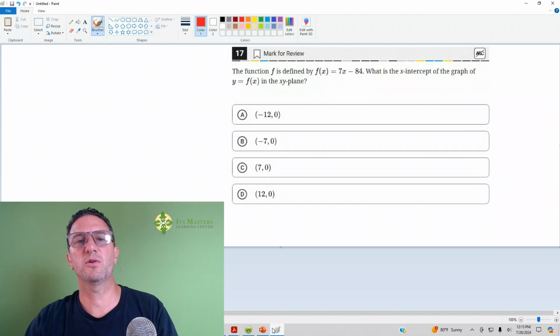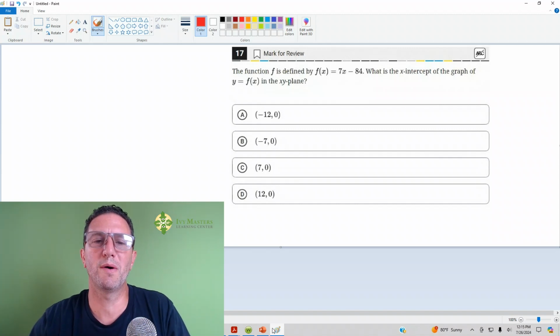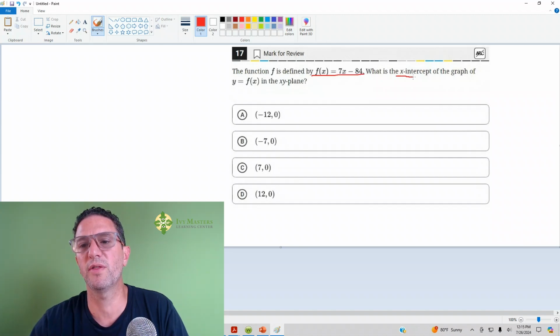This is the 17th question from Digital SAT Test 2, Module 2B. It's as hard as 7F questions. Number 17 reads, function f is defined by this, and it's looking for the x-intercept. X-intercept, you've got to know, is where y equals 0.